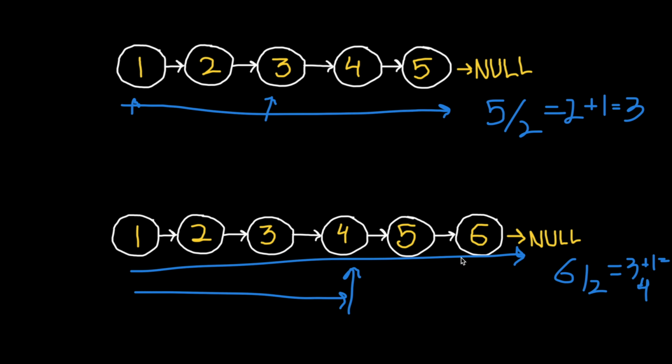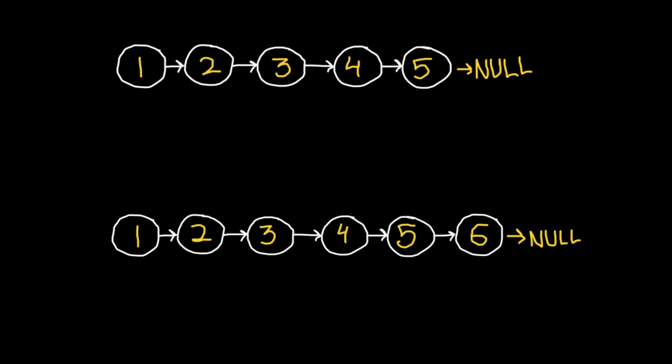So this approach takes O of n time complexity, but you have to undergo 2 passes. In the first pass, you will find the total number of nodes, and in the second pass, you will actually find your middle node. Let's look at any other way where you can solve this problem using 1 pass.